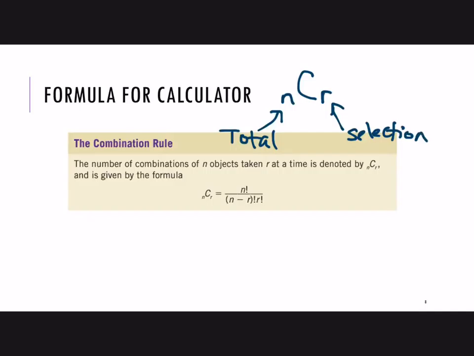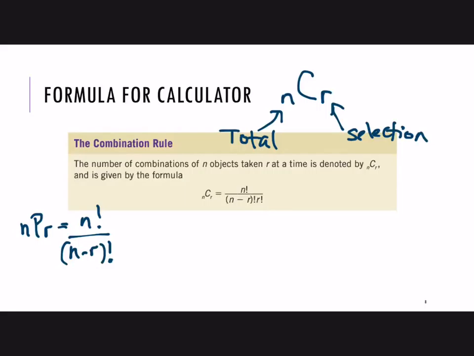And then the formula is very similar to the permutations formula, and you may remember, I'll write this one down. The permutations formula was n factorial over (n minus r) factorial. And here the only difference for a combination is that we have an extra factor of r factorial in the denominator. All right, well, why is that the case?